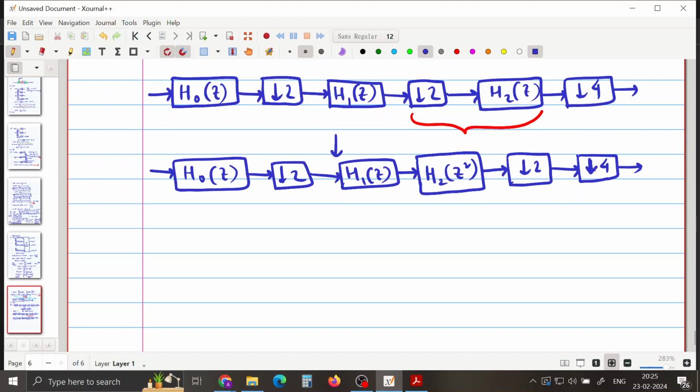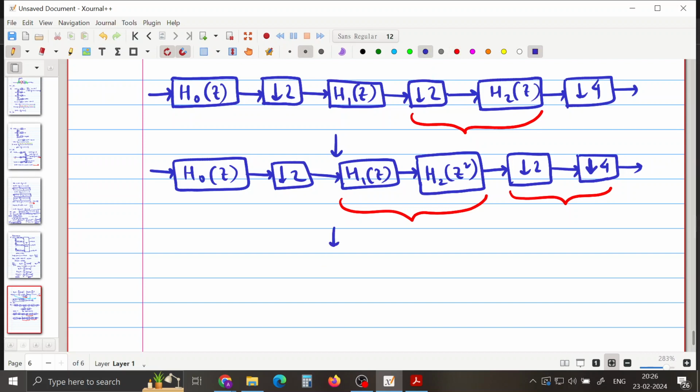Now what you can do is you can group these two downsamplers together. Basically, if you have a downsampler of 2 followed by a downsampler of 4, we can combine that, and that's equivalent to a downsampler of factor 8, the product of them. And similarly, we can group these two transfer functions together as well, because they are in cascade, so we can just multiply them together.